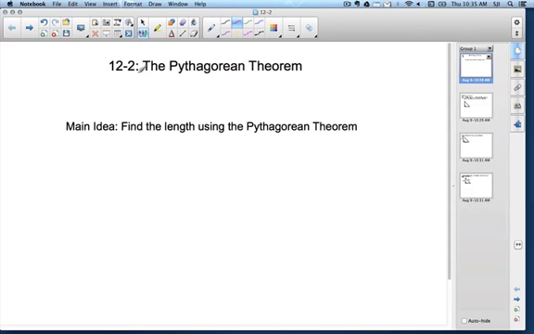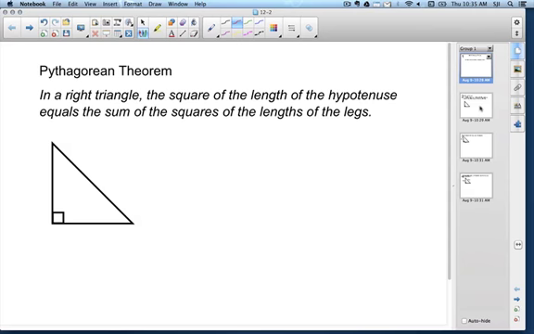Lesson 12-2, the Pythagorean Theorem. The main idea of this lesson is to find the length using the Pythagorean Theorem. So before we begin doing any examples, we probably should review what the Pythagorean Theorem is.